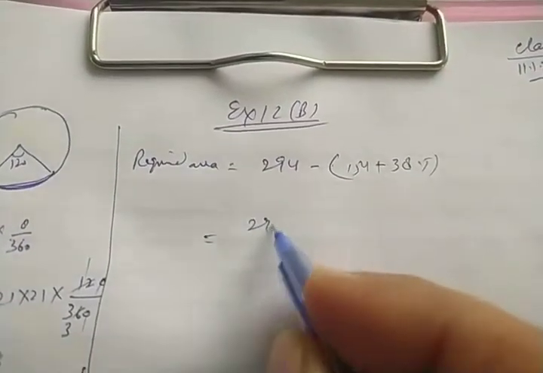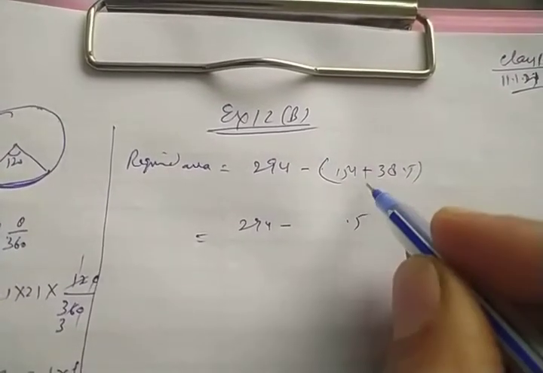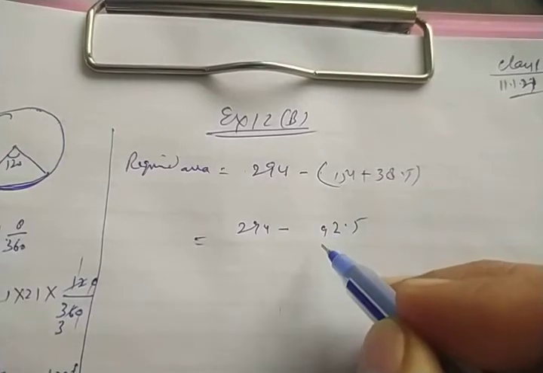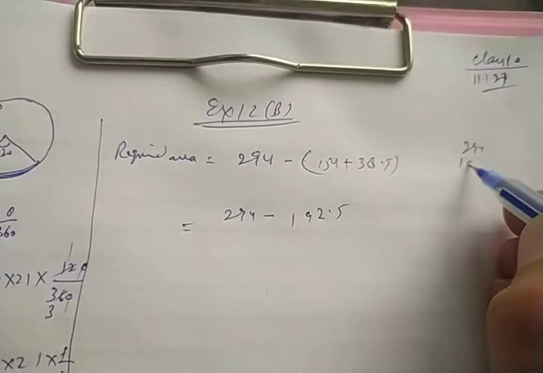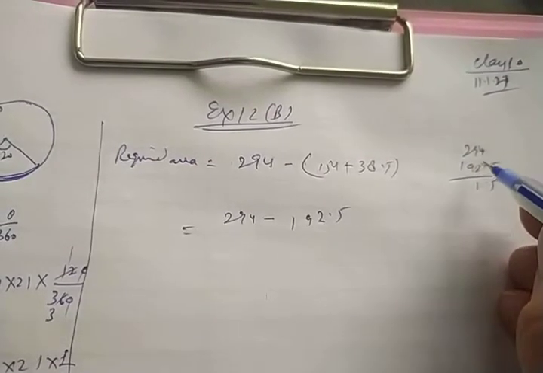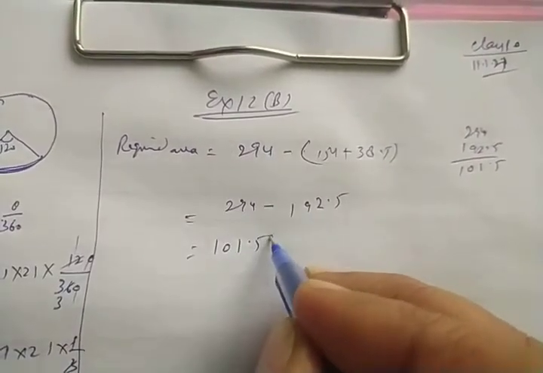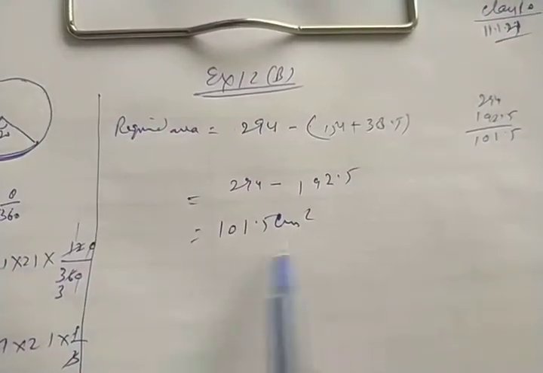It is 294 minus, now you have to add these, 154 plus 38.5 is 192.5. Then 294 minus 192.5, it will be 0.5 left, 3 minus 2 is 1, 9 minus 9 is 0, it will be 101.5 centimeter square. Now there is a point if the answer is not matching.